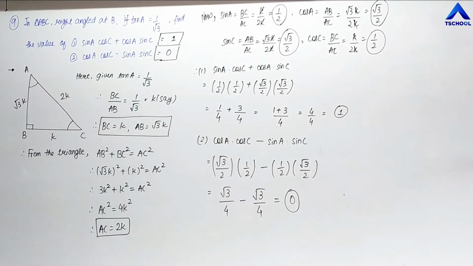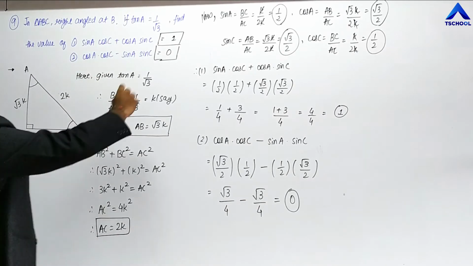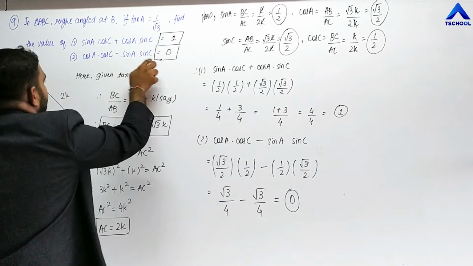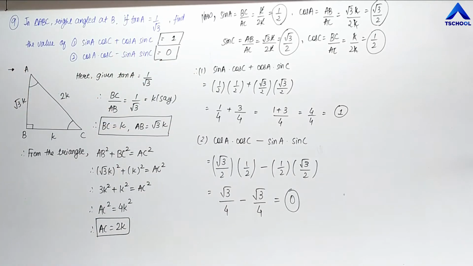Right? So the evaluation for the given questions is: for sin A into cos C plus cos A into sin C, the answer is 1, and for cos A into cos C minus sin A into sin C, the answer is 0.